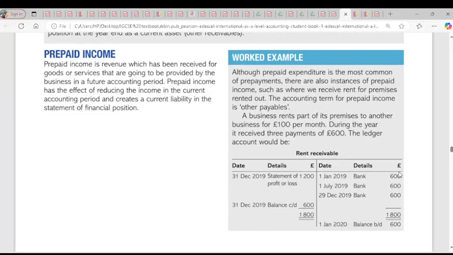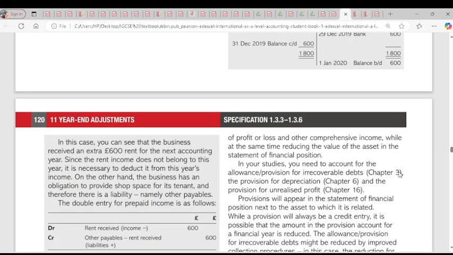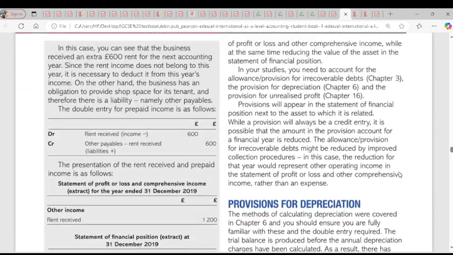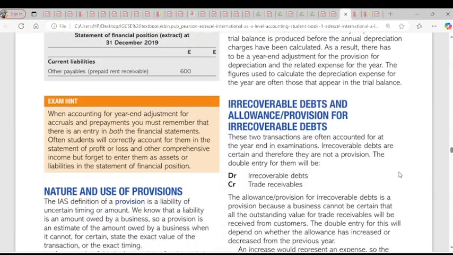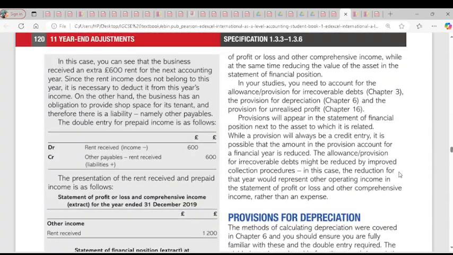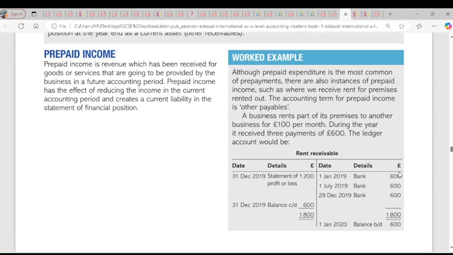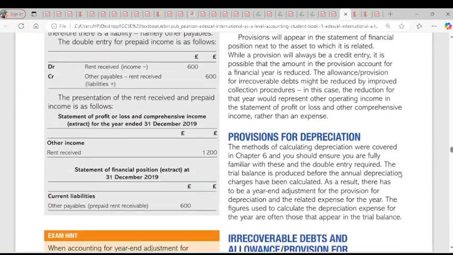So that takes us to provision for depreciation. It's just about the explanation. Okay, are you there?